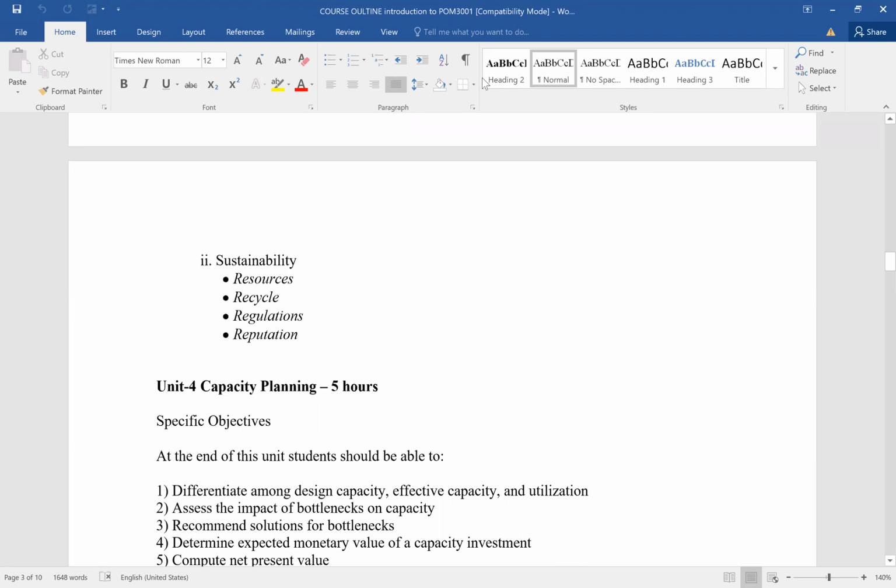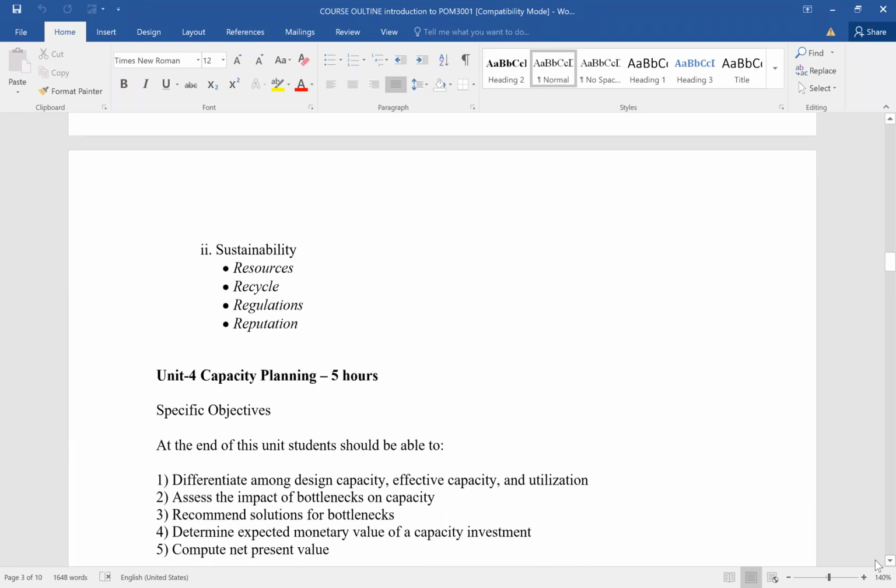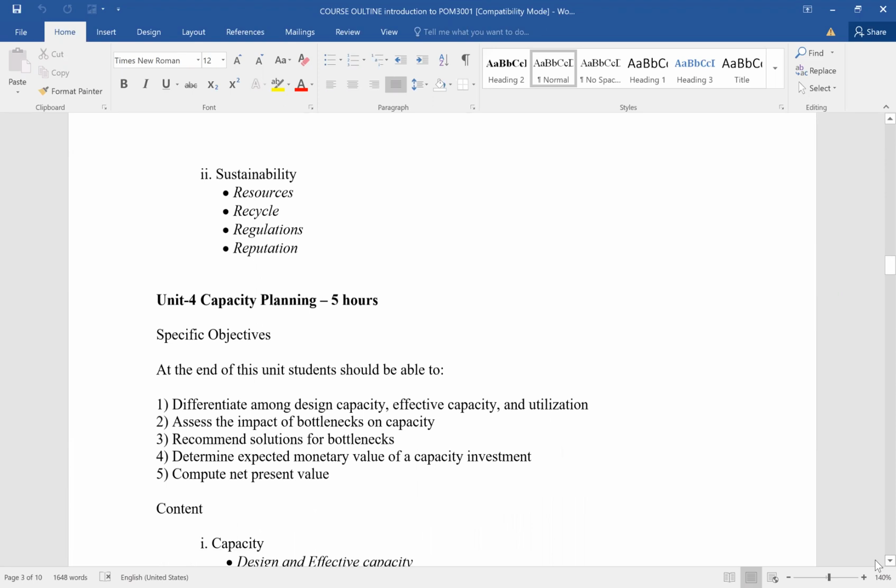Yeah. But then we're going to move to Unit 4. And for Unit 4, we're now going to be talking about capacity planning. Very important, as are all the units. But here we're going to be looking at differentiating among the design capacity, effective capacity, and utilization. Again, here are some calculations.